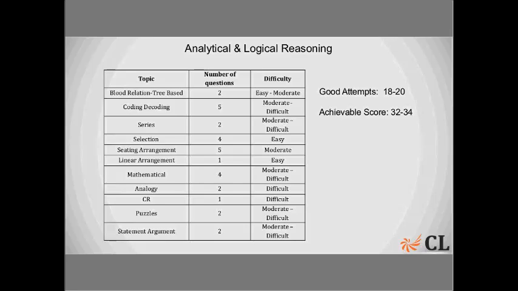The good thing about this paper was that there were actually just 2 caselets, and both the caselets were very simple. One of them was on selection, which was a very easy caselet, which had 4 questions, and the other was the seating arrangement, which had 5 questions. So these 9 questions actually were not very difficult. They were easy to moderate, and they should have actually been done by everybody. The important part, however, is whether people started off with this or not.